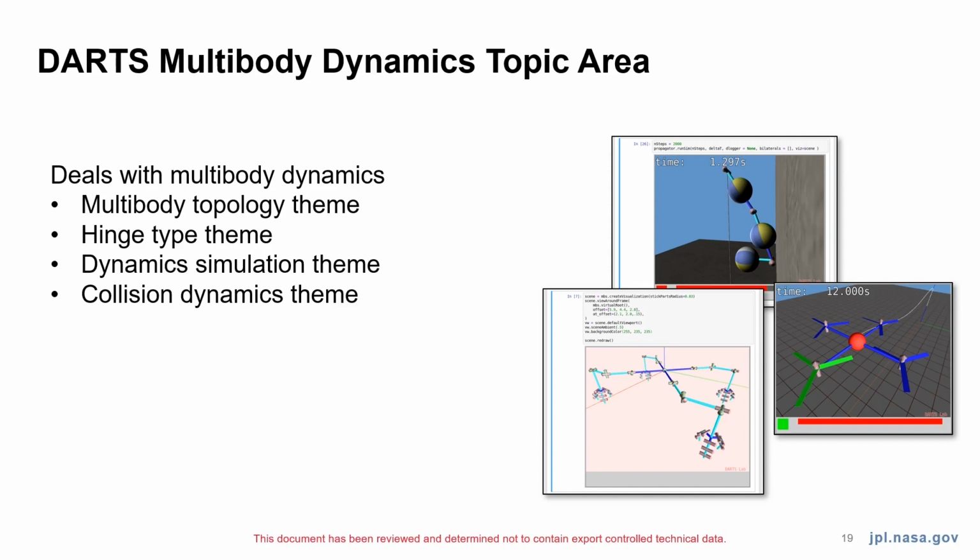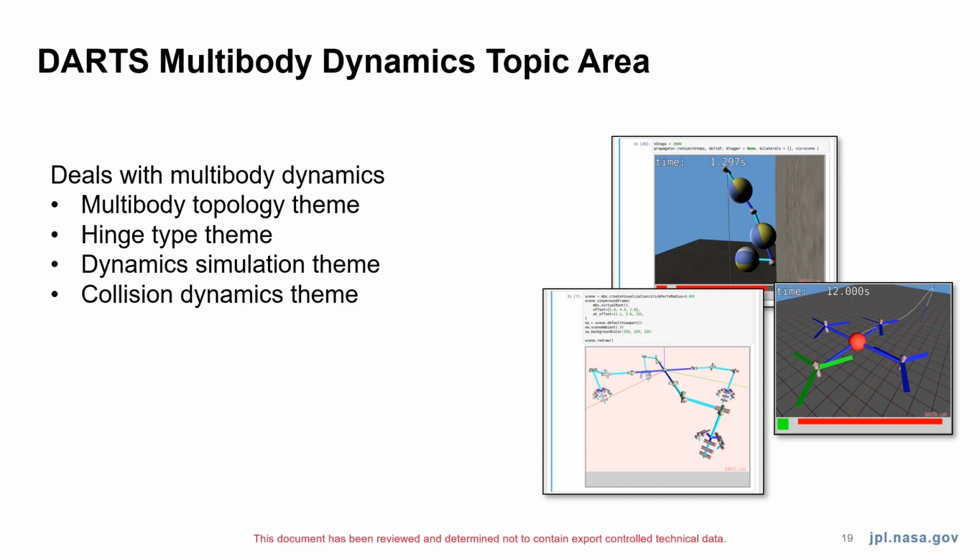The hinge type theme focuses on the different kinds of hinges available for connecting bodies in the multibody system. Different hinges restrict the relative motion of bodies in different ways. For example, a pin hinge has only one rotational degree of freedom, as seen in a pendulum. There are many other kinds of hinges explored in this theme.